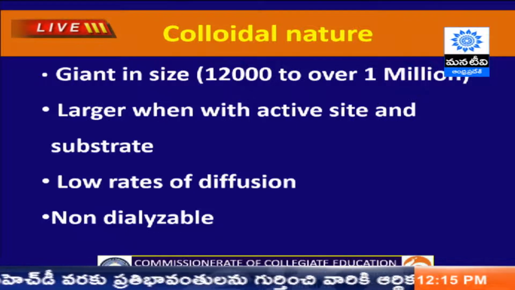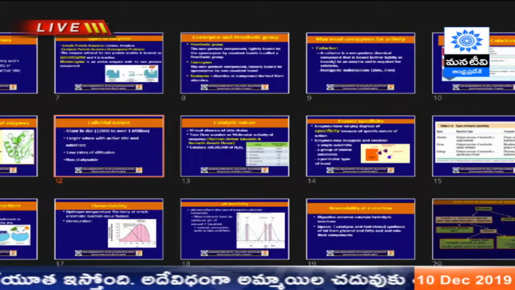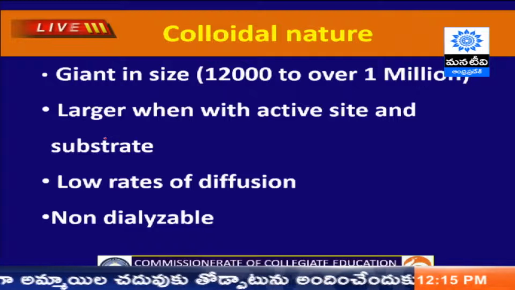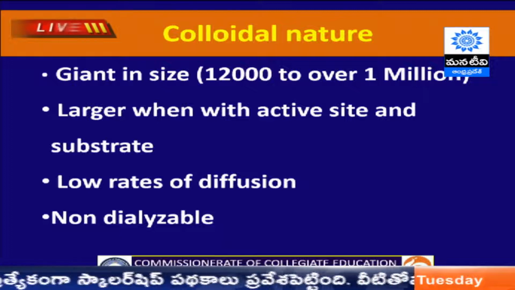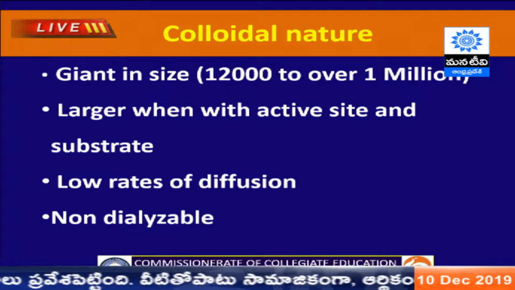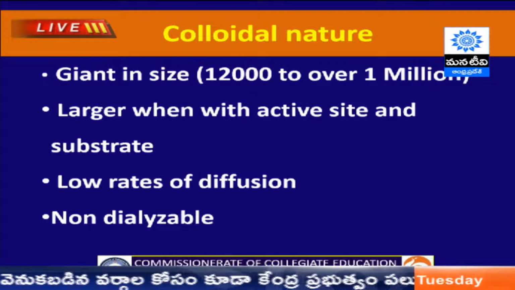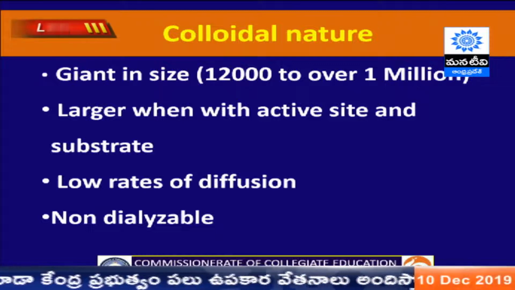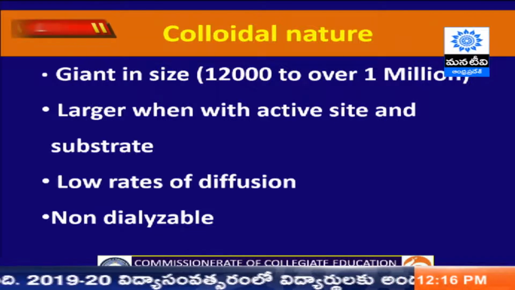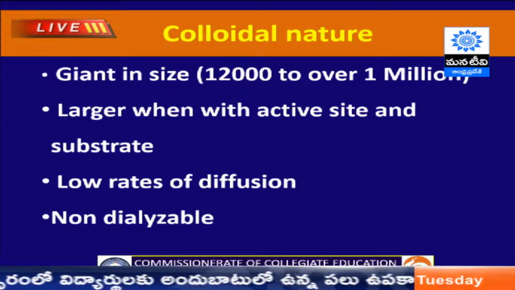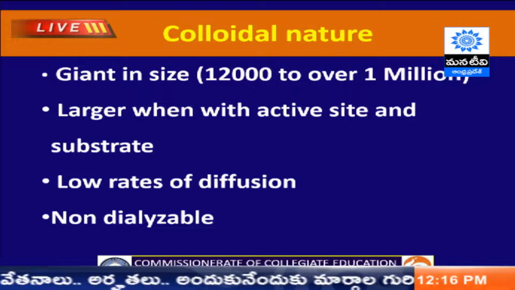Usually the enzymes are giant in size, ranging from 12,000 to over 1 million Daltons. Because of the larger size, they look very small when compared to the substrate and active site. That is why they have very low rates of diffusion and do not diffuse rapidly in water. That is why they form colloidal substances in water, and they are non-dialyzable.